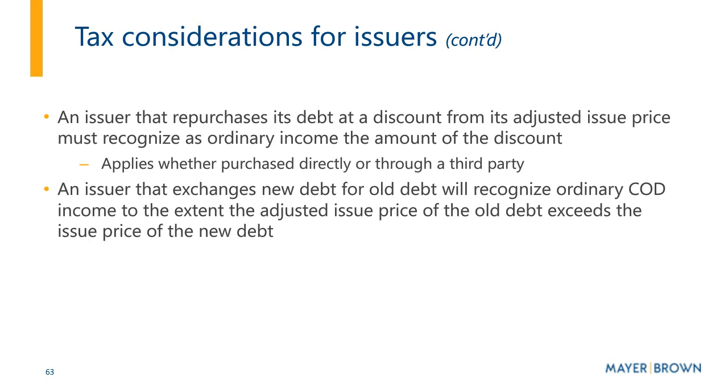If you exchange new debt for old debt, then you have to look at a couple of technical terms: adjusted issue price of the old debt and adjusted issue price of the new debt. And if the adjusted issue price of the new debt is lower than that of the old, you're going to have, again, cancellation of indebtedness income.